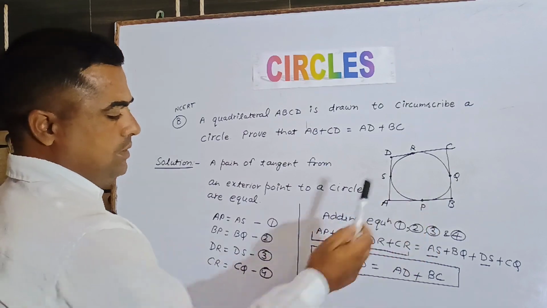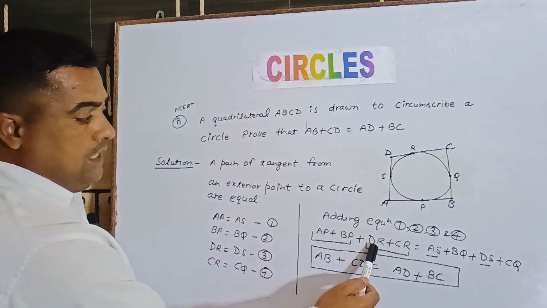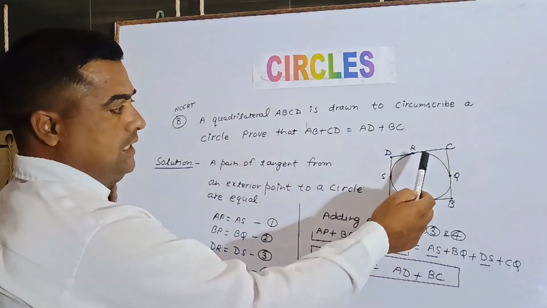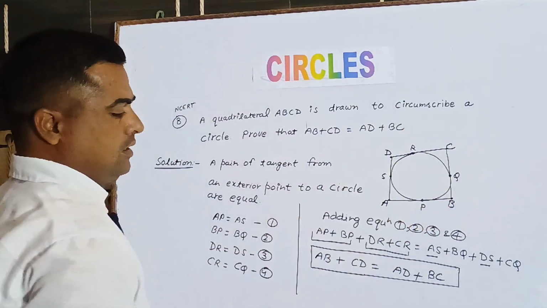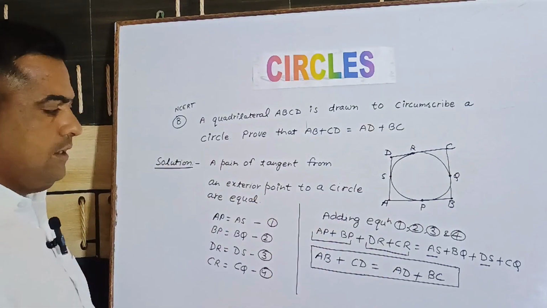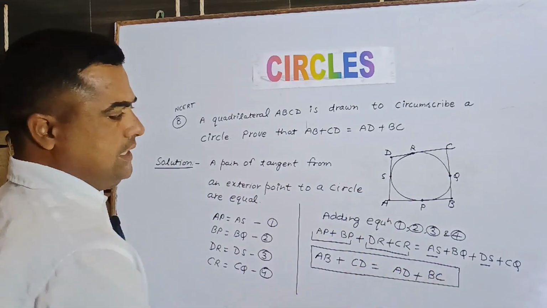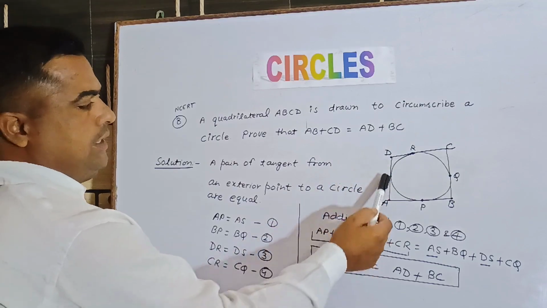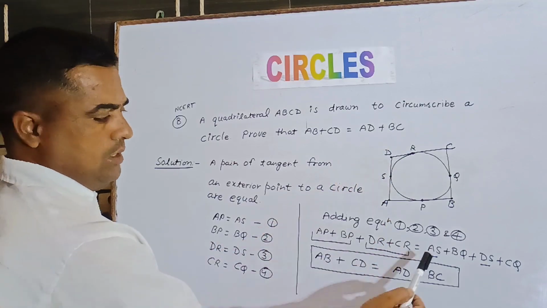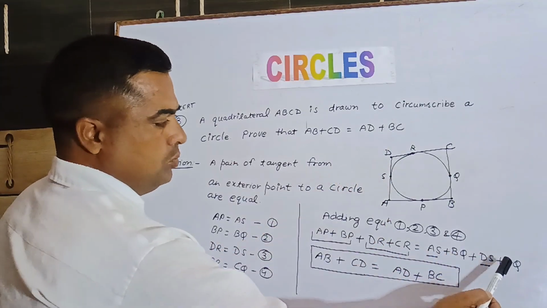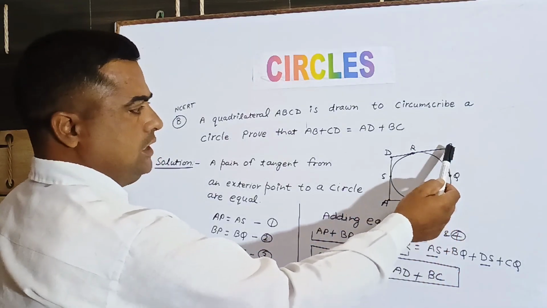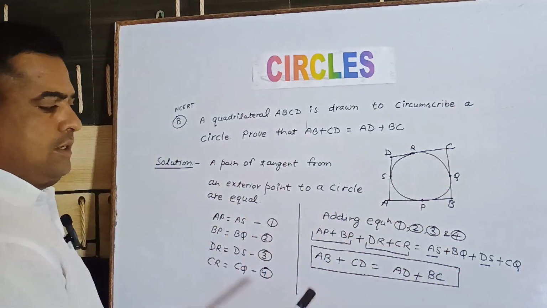AP plus BP, this is AB. DR plus CR, this will be CD. So we are writing CD in the place of DR plus CR. AS plus DS, this will be AD. So we are writing AD in the place of AS plus DS. BQ plus CQ, this will be BC. Hence proved.